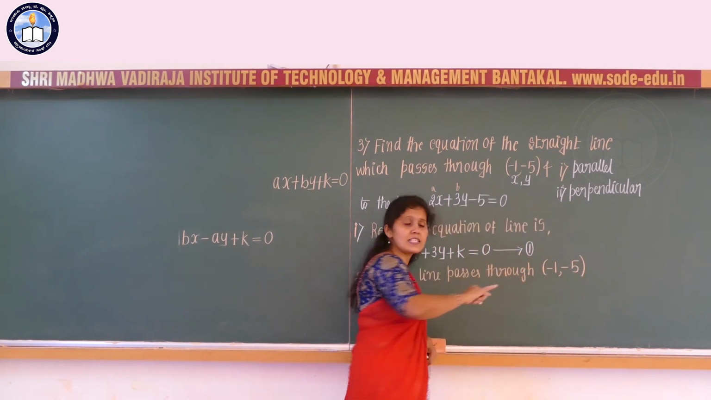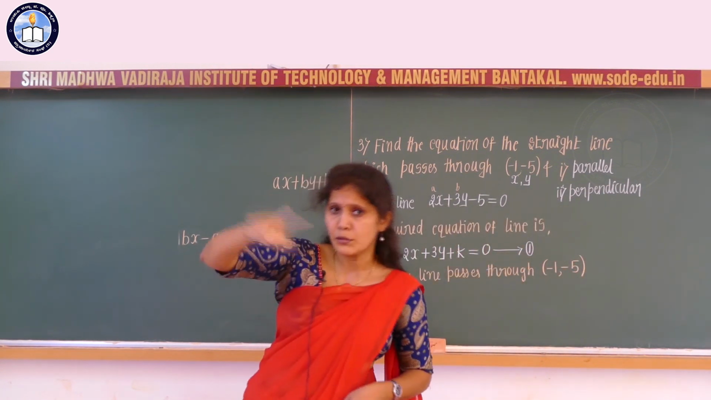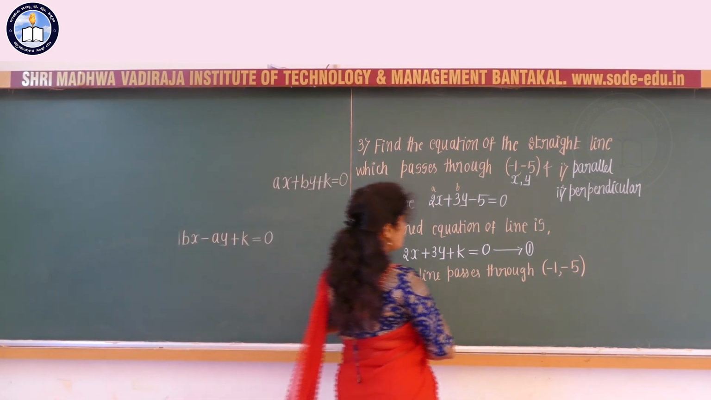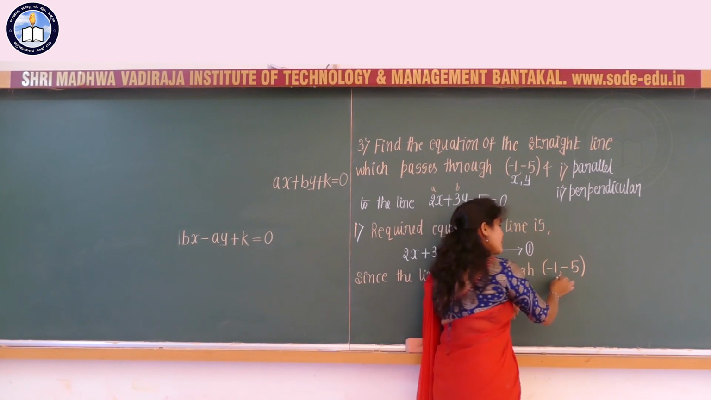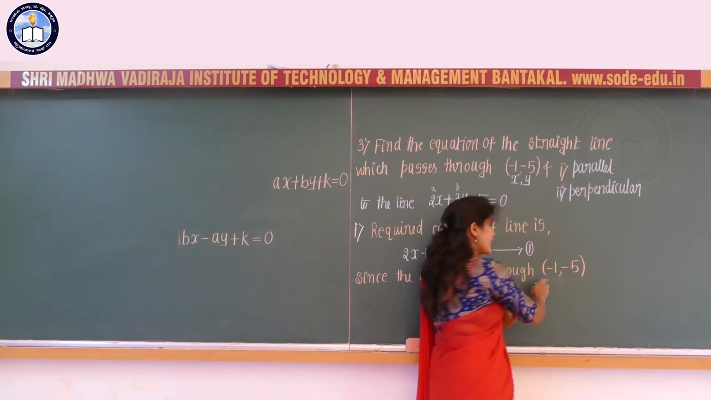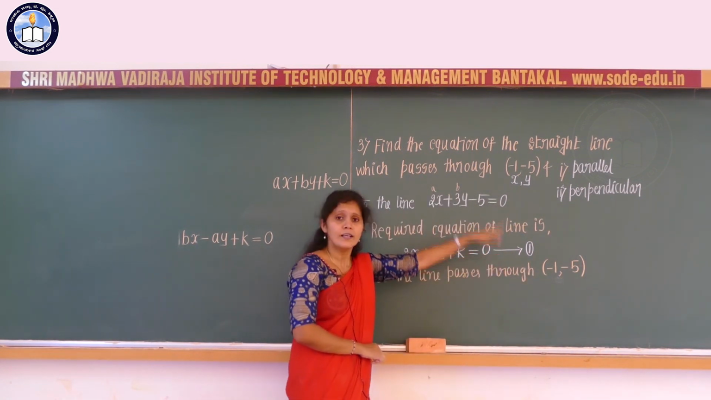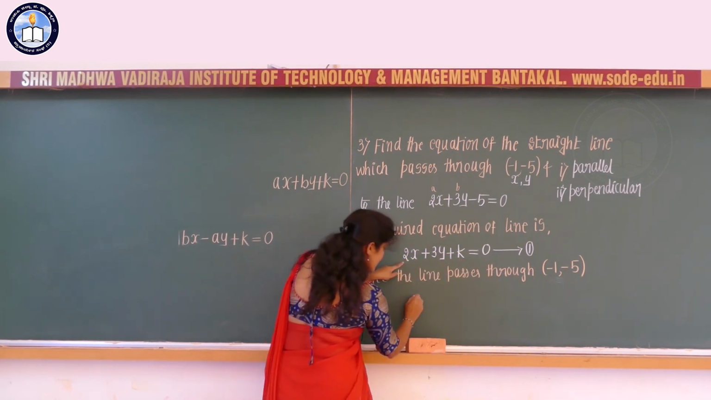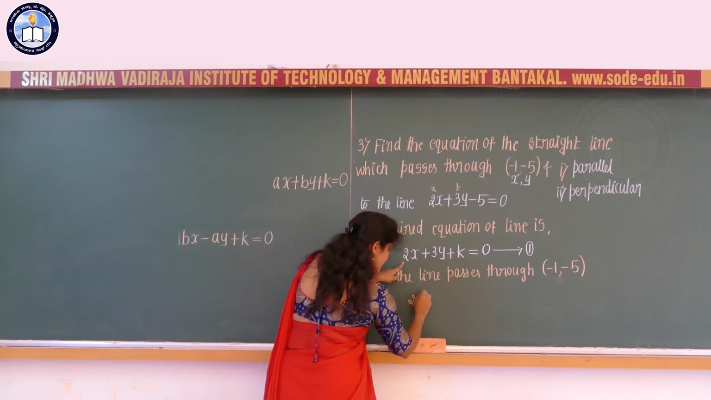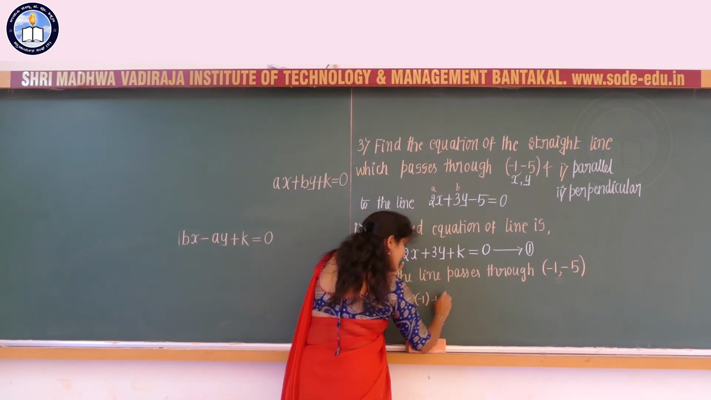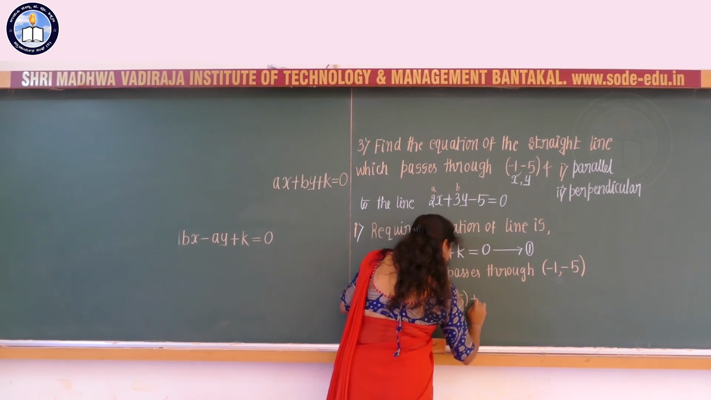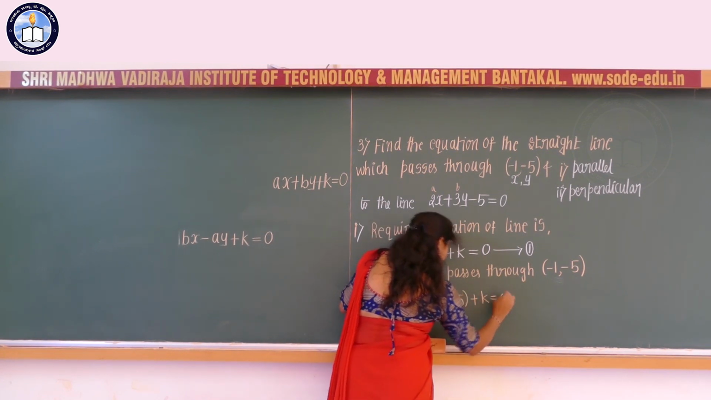Since the line passes through the point (-1, -5), you can substitute x is equal to -1 and y is equal to -5 in this equation 1. That gives the value of constant k. So now we can write 2 into x, replaced by -1, plus 3 into y, which is -5, plus k is equal to 0. So that gives the value of k.